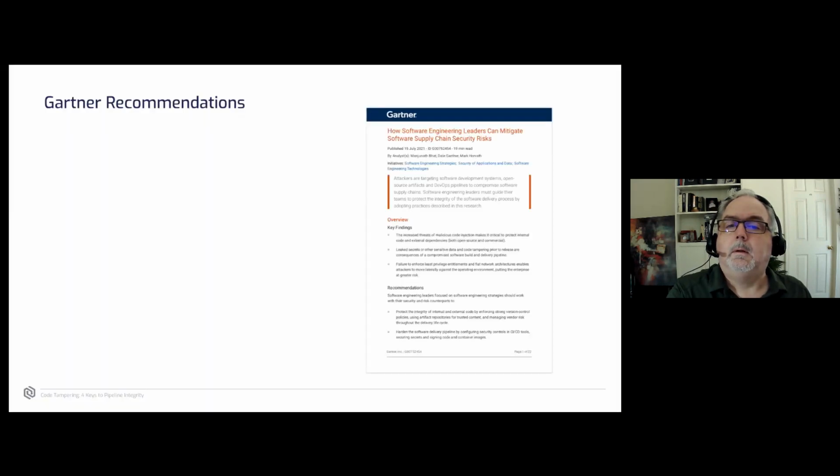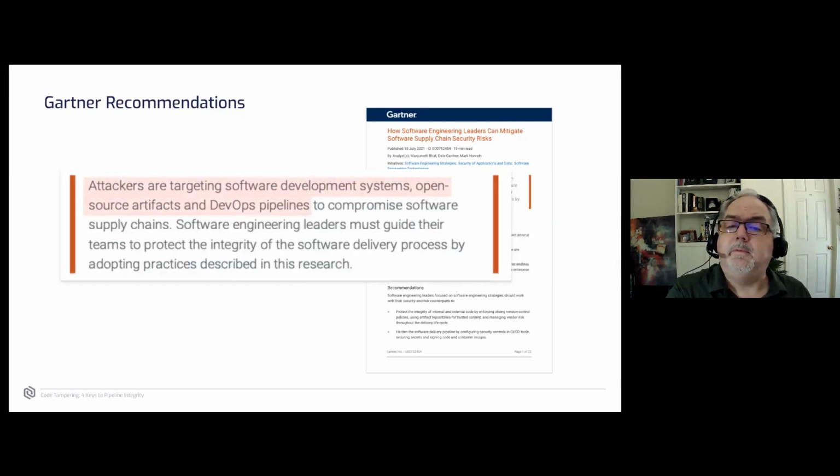Gartner's report focuses on how software engineering leaders can mitigate software supply chain security risks. It confirms that attackers are targeting software development infrastructure, artifacts, and pipelines. And it emphasizes the importance of protecting the integrity of the software delivery process.